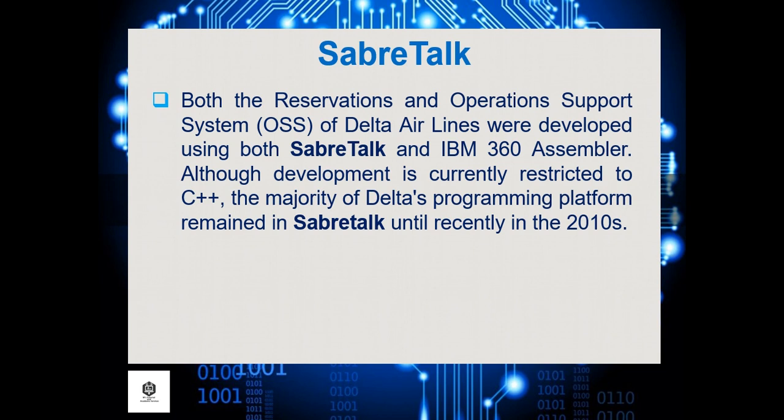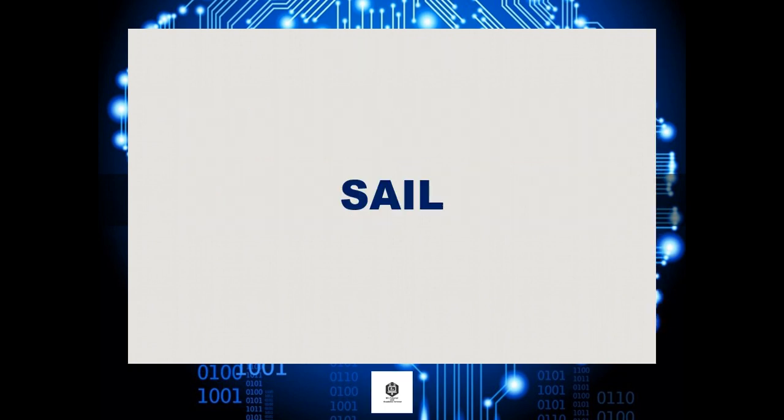Both the Reservations and Operations Support System, or OSS, of Delta Airlines were developed using both Sabretalk and IBM 360 assembler. Although development is currently restricted to C++, the majority of Delta's programming platform remained in Sabretalk until recently, in the 2010s.